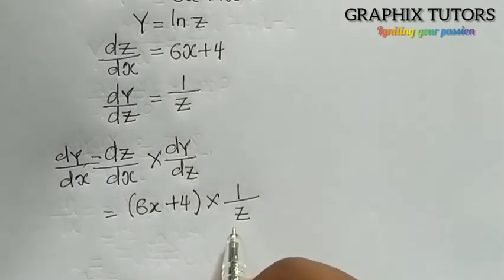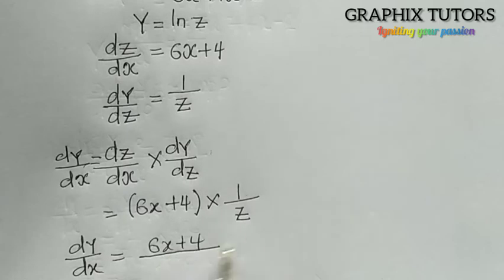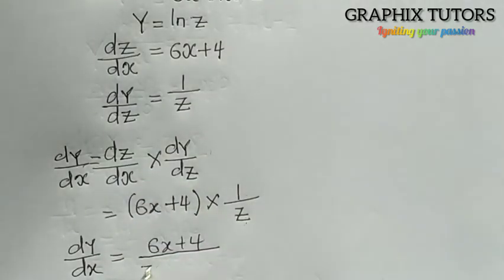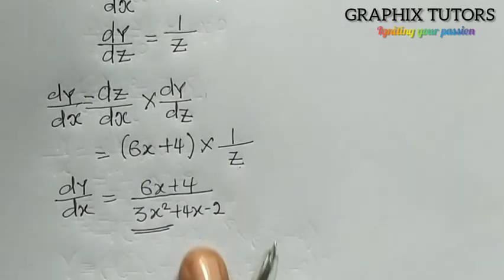Z. So if you multiply these two, this will now give us dy all over the x: 6x plus 4 times 1 gives you 6x plus 4 all over z. Then what is z? Z is 3x squared plus 4x minus 2. So that will be our answer. Are we good? That will be our answer for case 5.